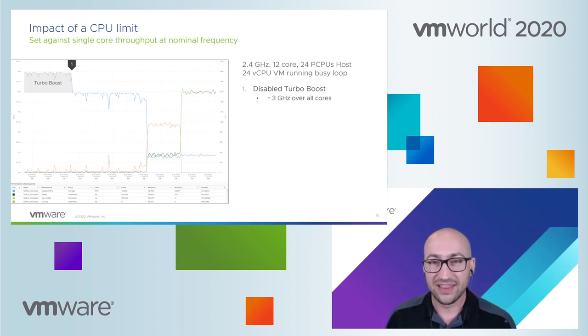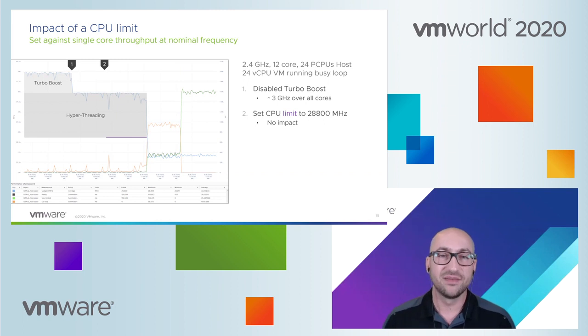Then I set a limit to 28,800 megahertz. That is pretty much all of the cores times the nominal frequency of that CPU. And I'm definitely consuming more, I see more megahertz consumed there, but there was no impact. Well, that is the benefit of hyperthreading. All of the turbo boost and hyperthreading is opportunistic gain for that VM. The actual resource limitation is only counted against the single core at nominal frequency.